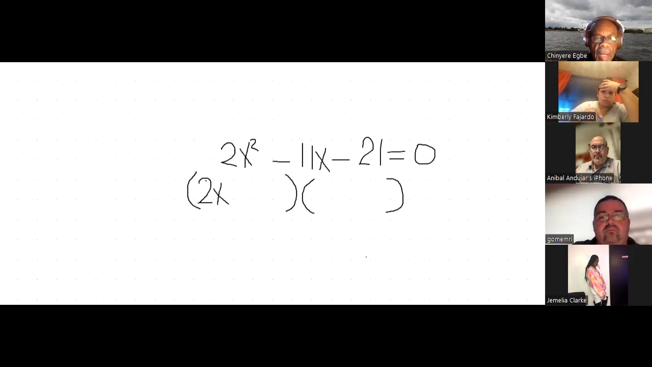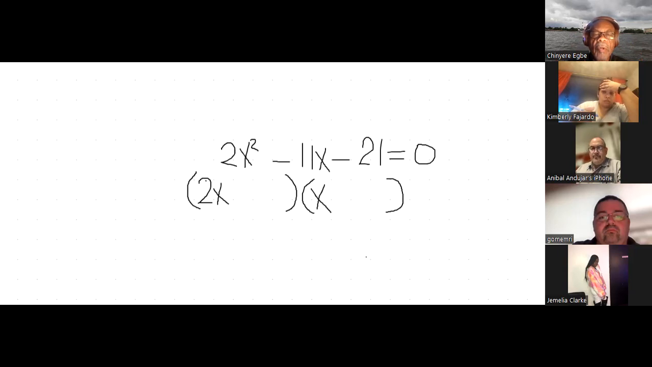And then here you have x. 2x times x is equal to 2x squared. So that means one side of the solution will have 2x and the other side would have x. Like I said, if you had 18x squared, then you will try 3 times 6, you will try 18 times 1, and you will try 2 times 9. All depends on all the factors of the constant.